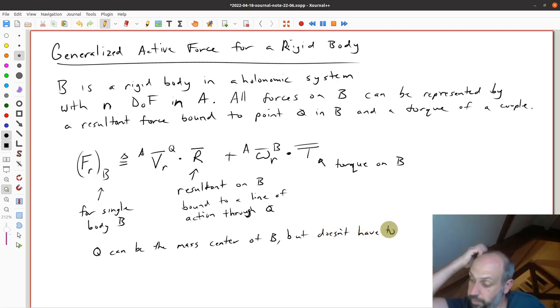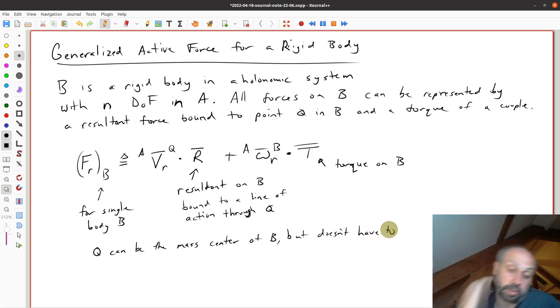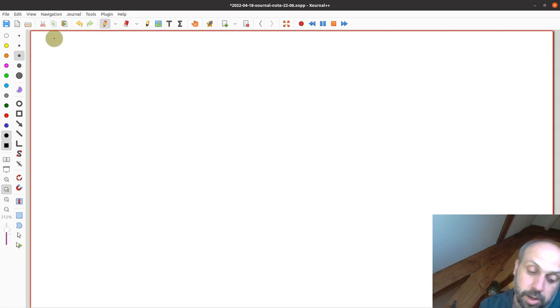Okay. All right, so that's how you would do that. And you can look in the online notes where I calculate the generalized active force for a system, and we'll also do that together here. All right, so those are generalized active forces. And that completes that. There's also the idea of a generalized inertia force.